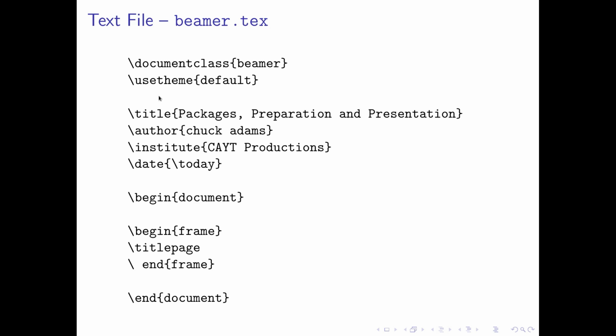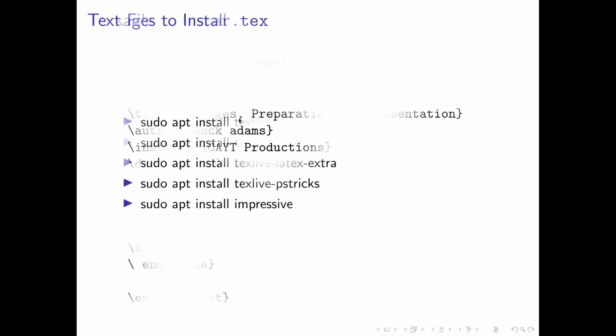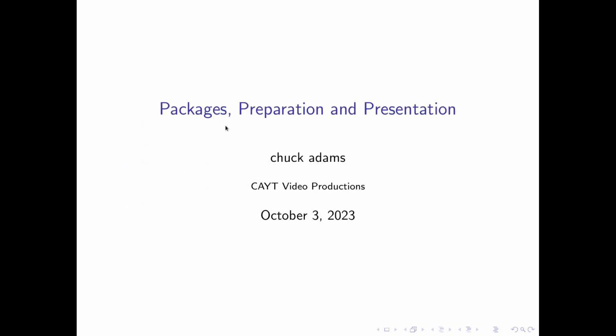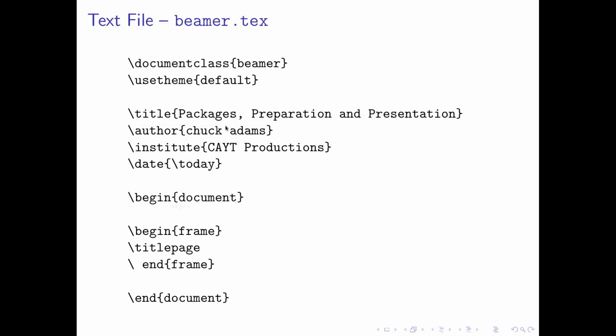On your title page, we're going to need a title, author, and institute, and the date. And these are optional. You can leave these out, except you should put a title in there. So this one I just labeled Packages, Preparation, and Presentation using alliteration. Whoops, I did a thing on my mouse. Then this is what's going to go on the title page.